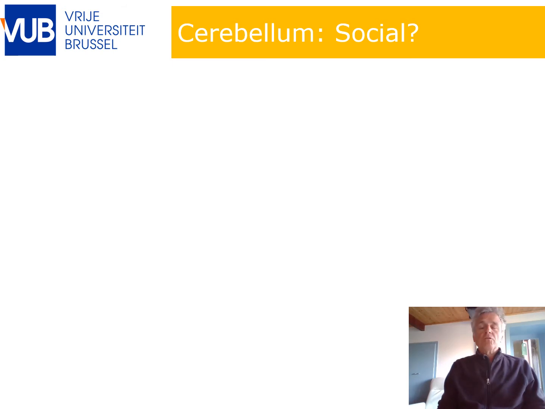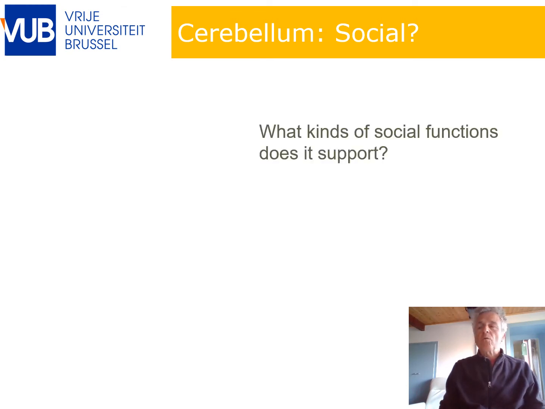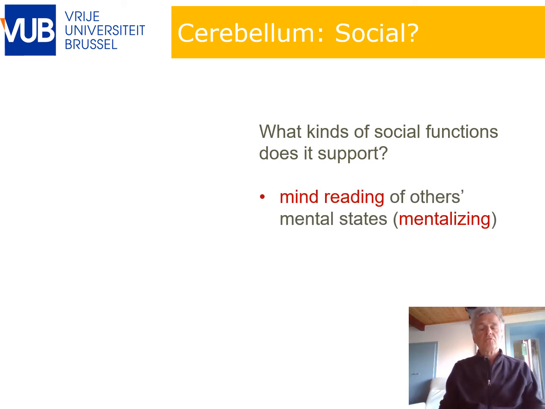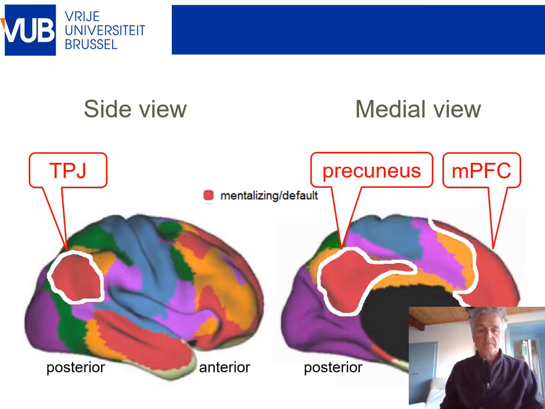We are going to focus on some tasks in order to demonstrate indeed that the function of the cerebellum is quite social, and especially we'll focus on one kind of social function which is not related to nonverbal understanding of other people's behaviors, but which is related to mind reading of others' mental states, a higher level of social cognition, which we call mentalizing or theory of mind.